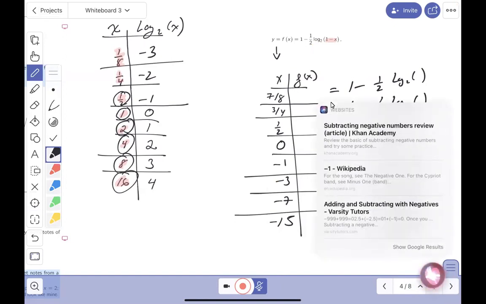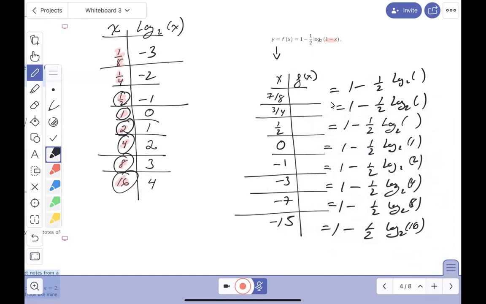I found this on the web. Whoops, I touched Siri. That's what happened there. Sorry about that. She's trying to do my arithmetic for me.